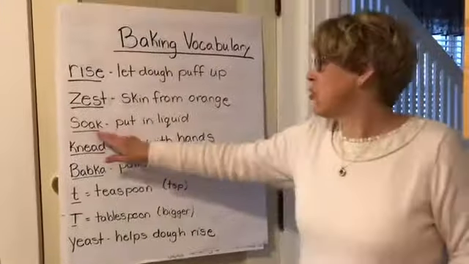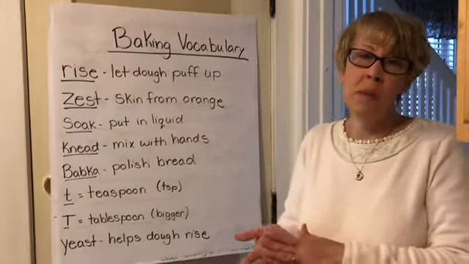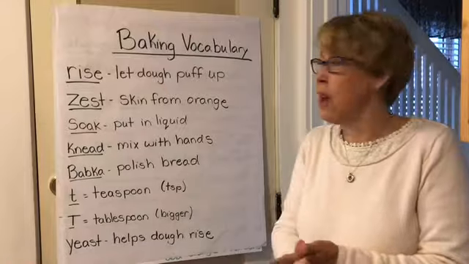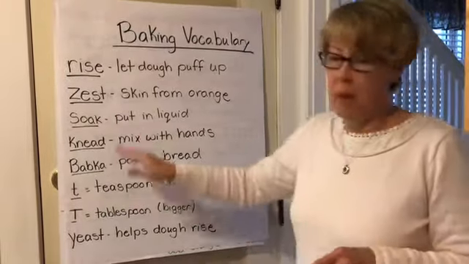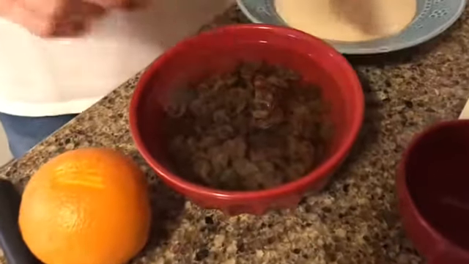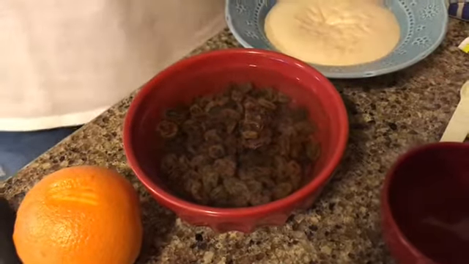The next one is soak. Put in liquid. If you hurt your hand, sometimes mom might say soak it in some water to help it feel better. If you hurt your back, you might soak in a bathtub. In babka, we soak raisins in water. And when we do that, it helps them plump up and get nice and big and juicy for our babka.